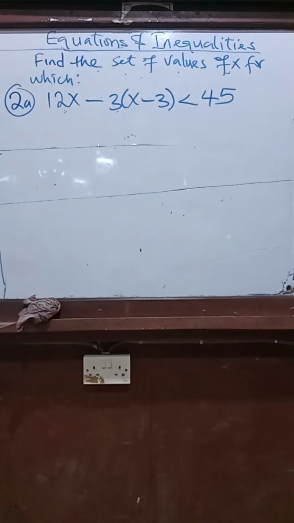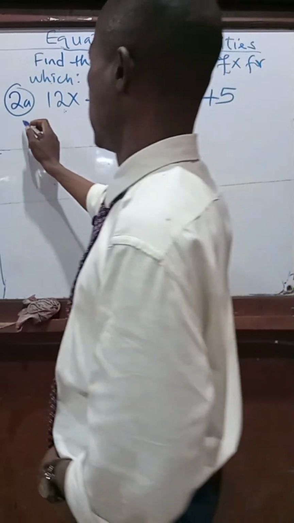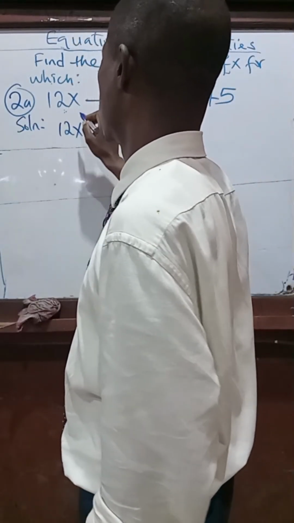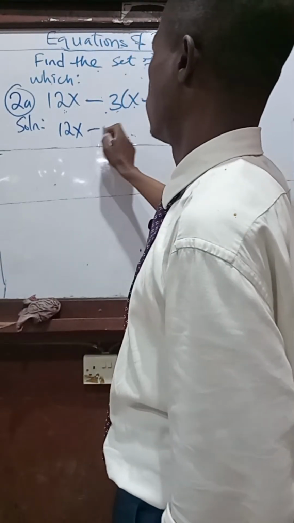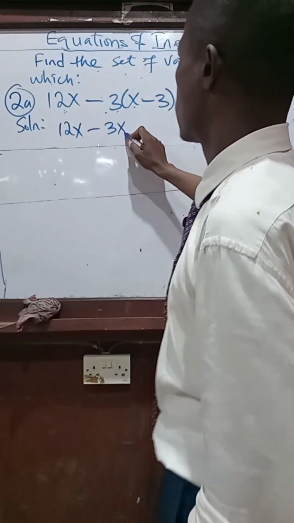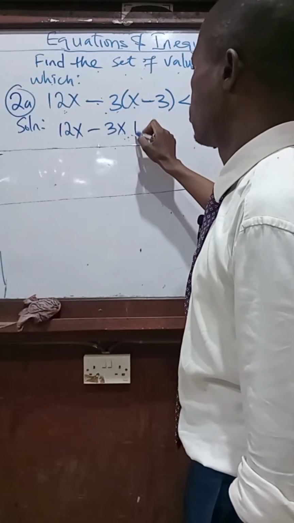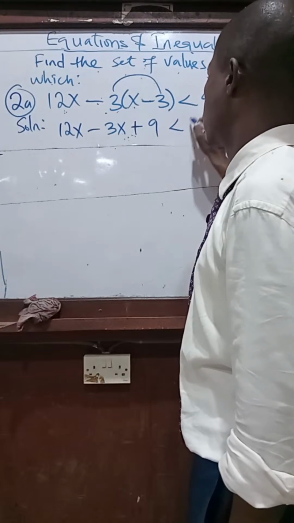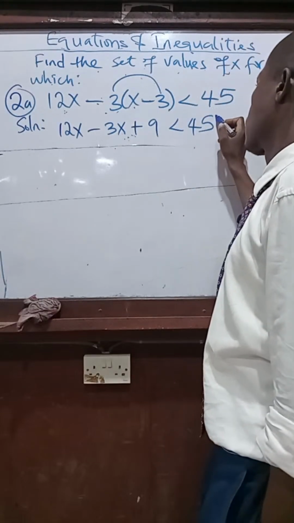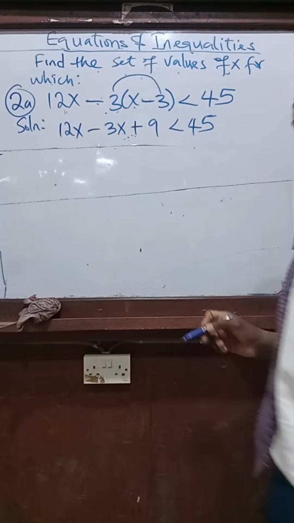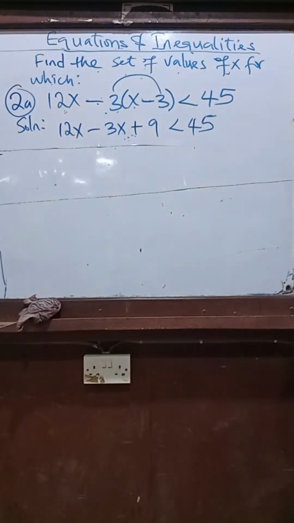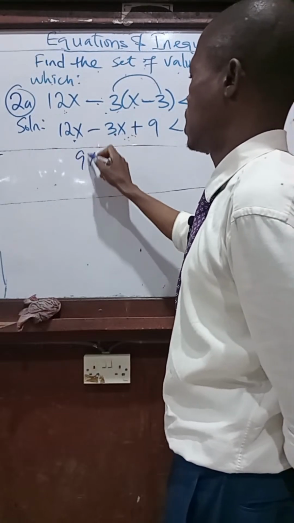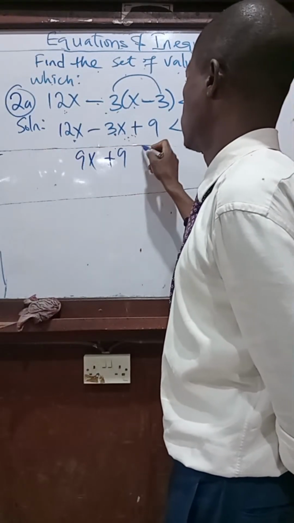Okay, so what we are going to do in this place is to open the brackets. Minus 3 times x, that's minus 3x. Again, minus times minus, that's a plus. 3 times 3, that's a 9. Less 45. Okay. Then the next thing to do is the subtraction of these two. That's a 9x plus 9 less 45.